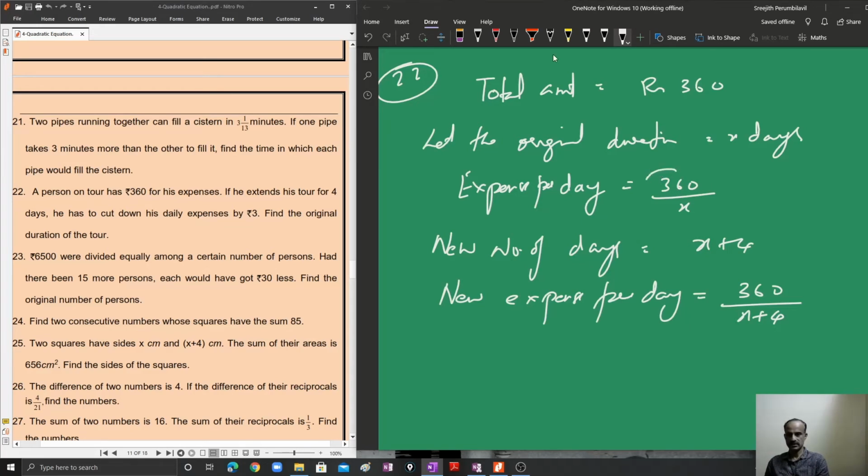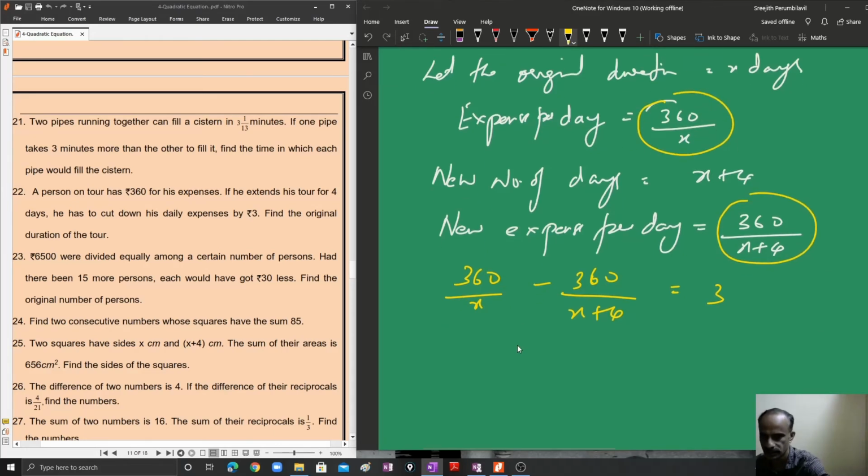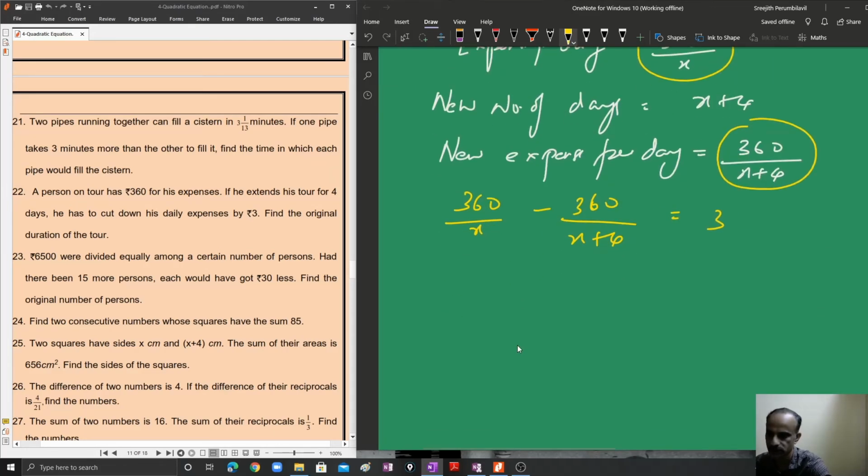Earlier he had this daily expense. Now the daily expense is smaller, because when the denominator is larger, the fraction is smaller. So 360 by x minus 360 by x plus 4 is equal to what? The change is 3. Simplify this, frame a quadratic equation and solve.